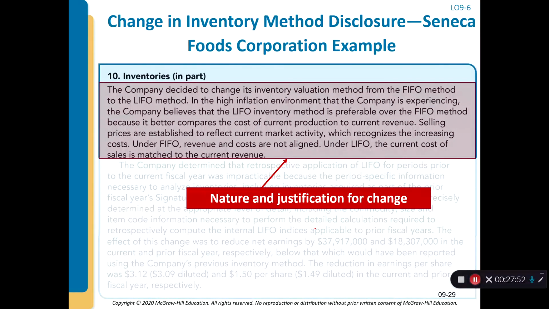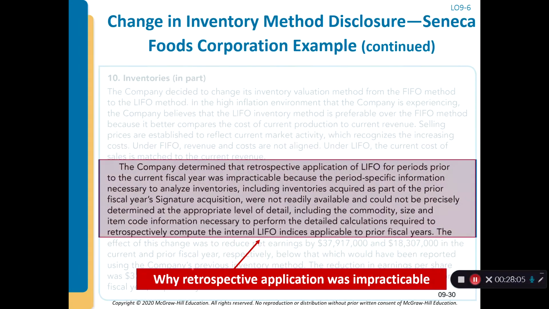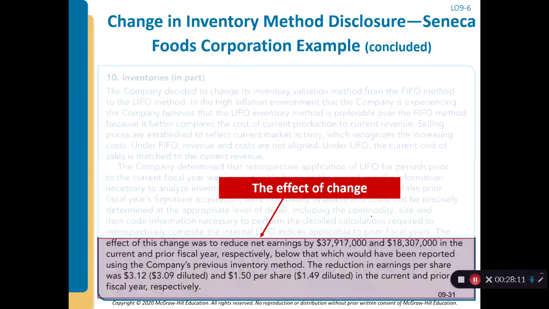And then in the disclosure of changes in inventory method, especially the LIFO method, you first have to disclose the nature of the change and justify the reason for it, right? And then you also need to show why retrospective application is not applicable or is impractical. And the third thing you need to do is to describe the effect of the change as if LIFO had been used from day one.